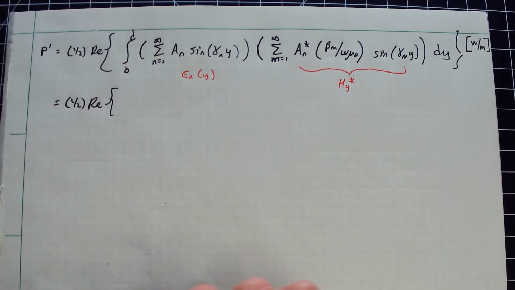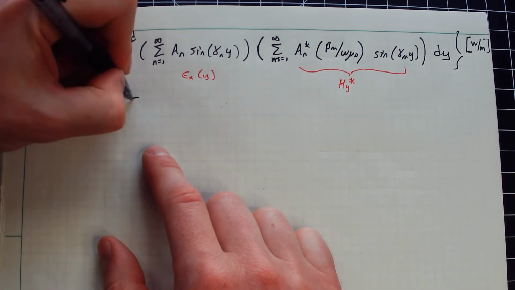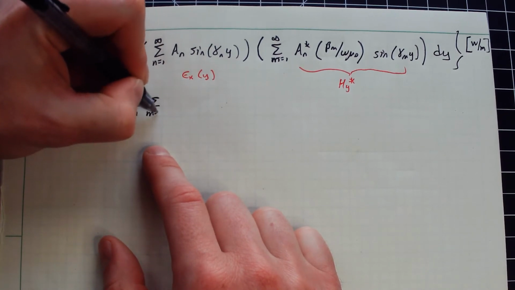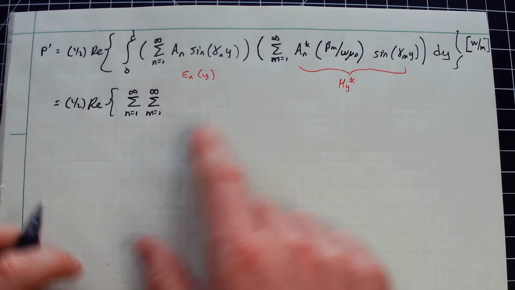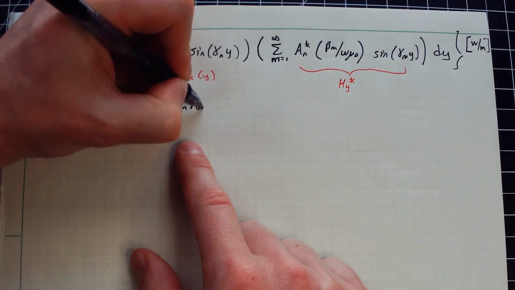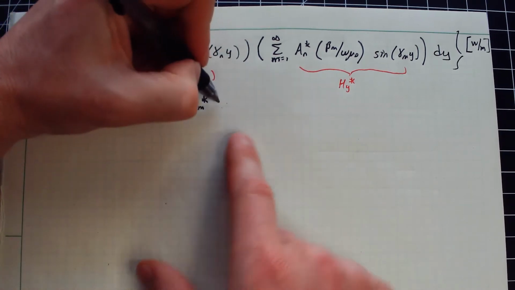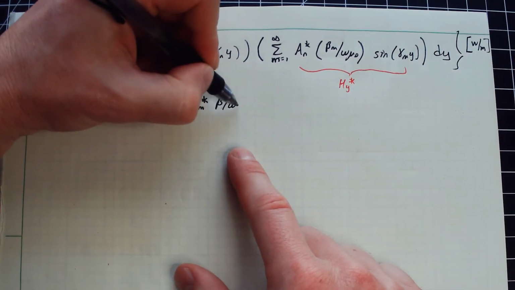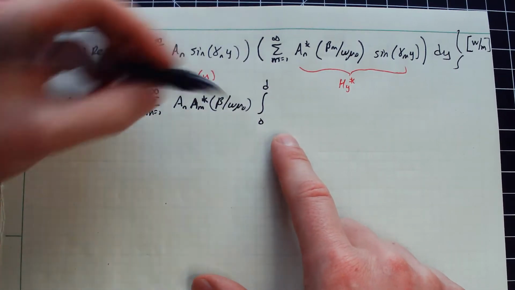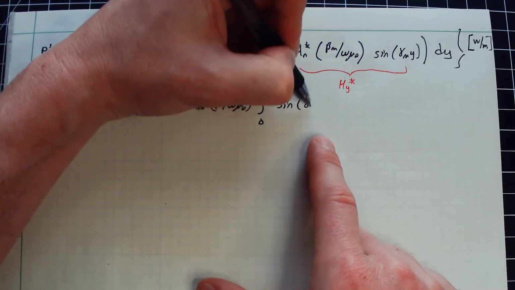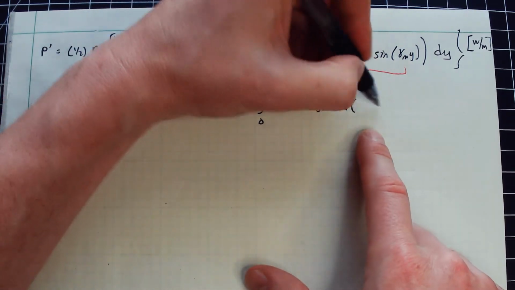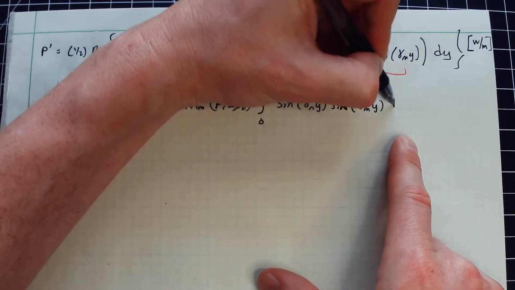I'm going to just flip-flop the integrals with the summations here. So I'm going to have a summation from n equals 1 to infinity. Just bear with me, m equals 1 to infinity, like so. These constants are going to come out. So a_n, a_m conjugate. The beta over omega mu naught will come out. And I'm going to have the integral from 0 to d of sine of gamma sub n y, sine of gamma sub m y dy.